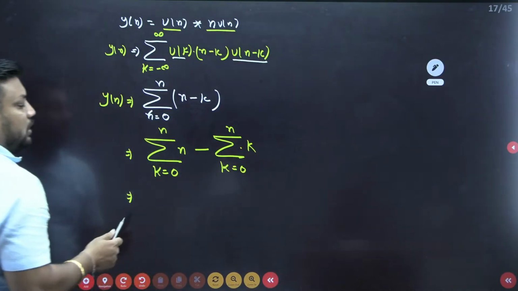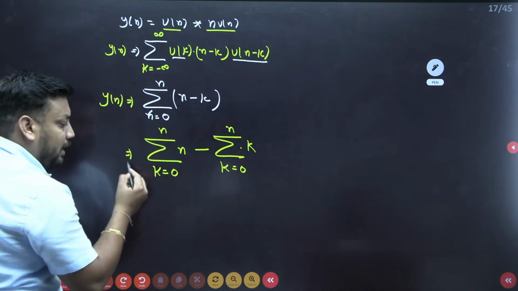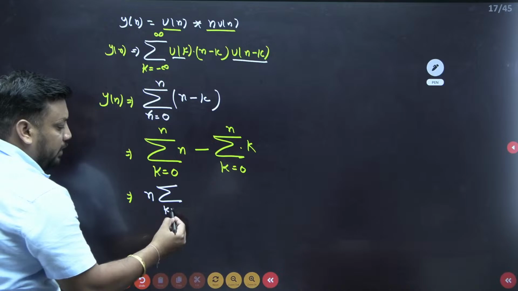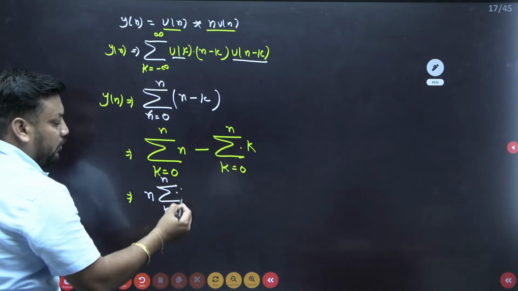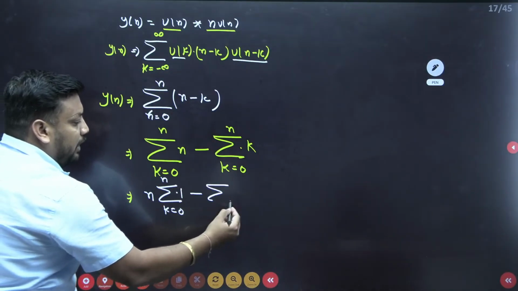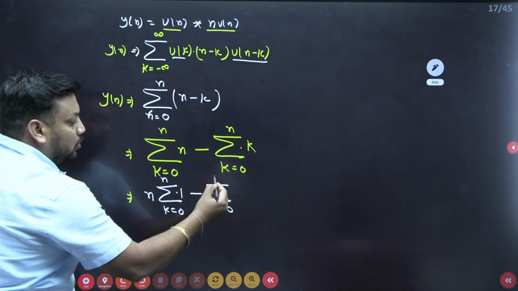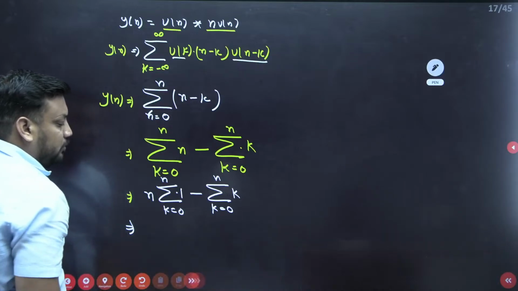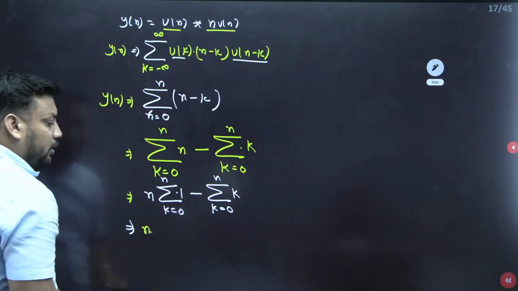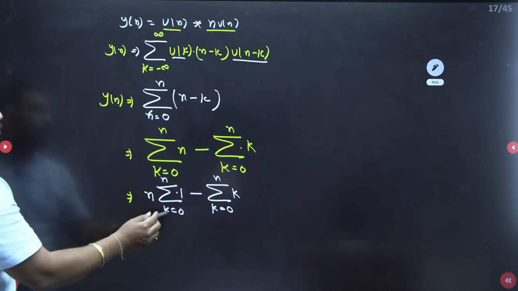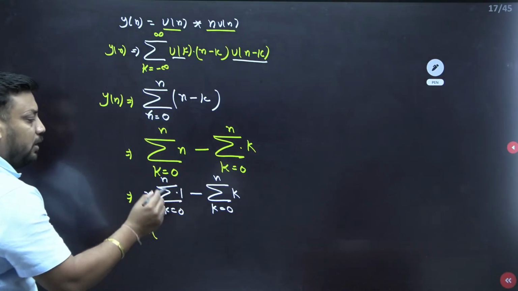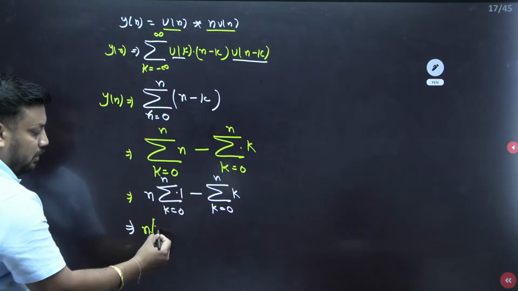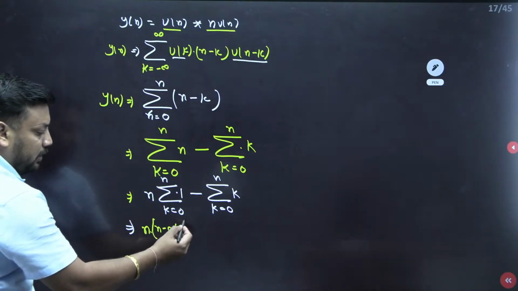Because the limit is in k, this n will work as a constant, so it comes outside. So here is left only sigma k equal to 0 to n of 1, and minus sigma k equal to 0 to n of k. So now ultimately what will you get? The small n is already outside, and when you solve, the summation of one is a number only, so n: upper limit minus lower limit plus 1. So it will be n minus 0 plus 1.